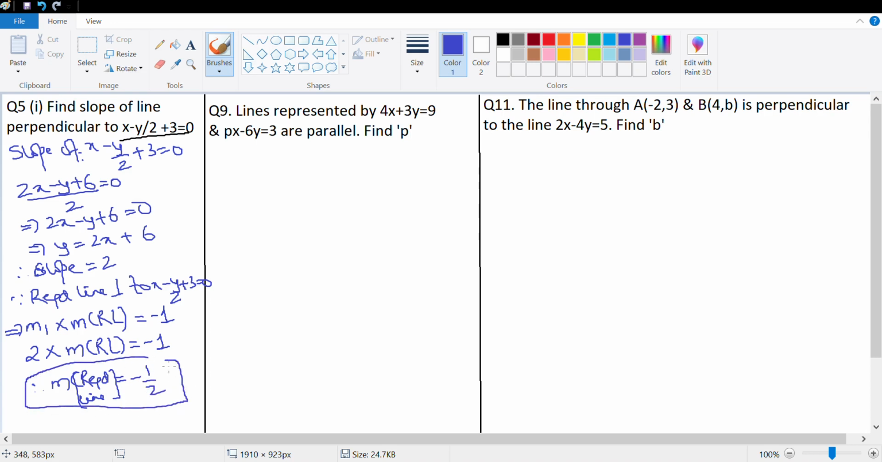Same answer as the previous one. Yes, same answer as the previous one, and the correct answer as well. Perfect. Let's move on to the next question. The next question is question number 9.